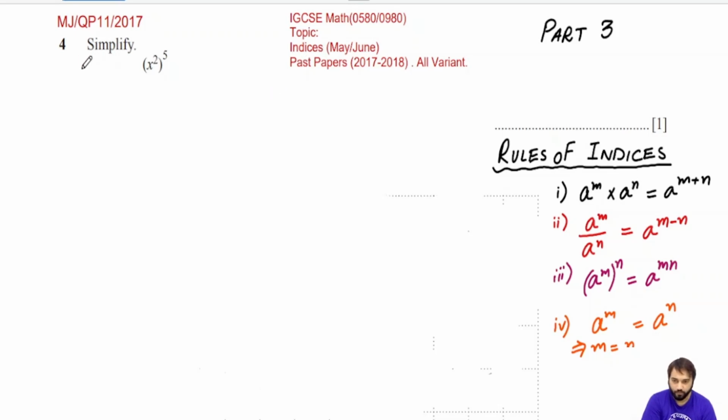We have question number 4 that appeared in 2017. The question paper was 1 and the variant was 1. We have to simplify (x square) whole raised to power 5. You can compare this question to the third rule of indices, that is (a raised to power m) whole raised to power n. If we have power of power, we multiply the powers. So (x square) whole raised to power 5 can be simplified as x raised to power 2 into 5, that is x to the power 10. This is the answer.